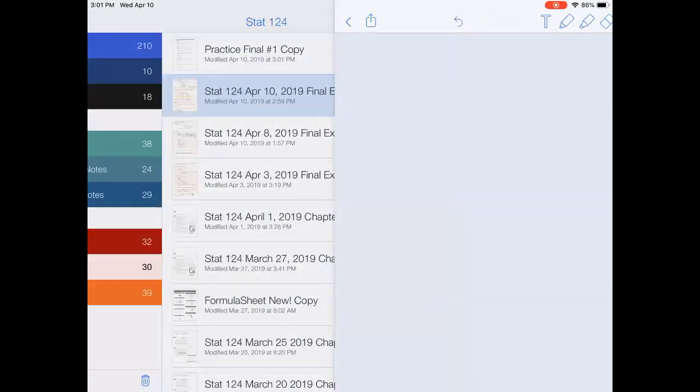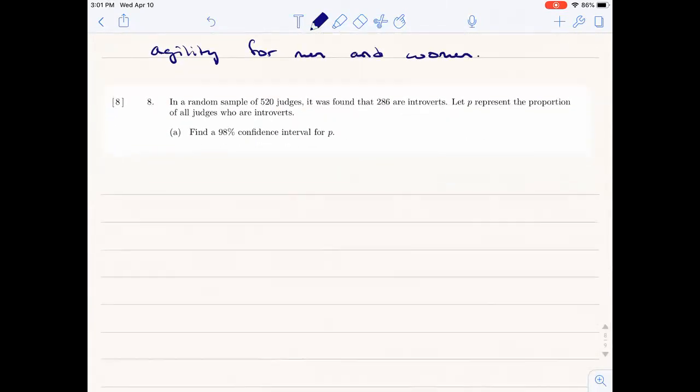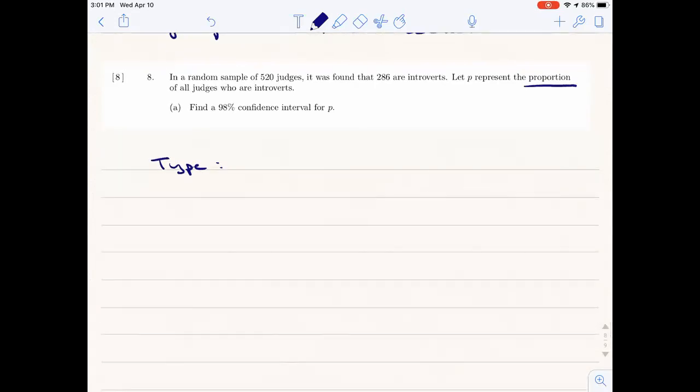So we'll go ahead and find our confidence interval. First we'll talk about what type of question this is. Here, there's no mean, there's no standard deviation. So right away, you're starting to think, okay, this must be a proportion question, but then you see the word proportion, and things are looking even more like a proportion question. And we only have one sample of 520 judges. And so this is a one sample proportion.